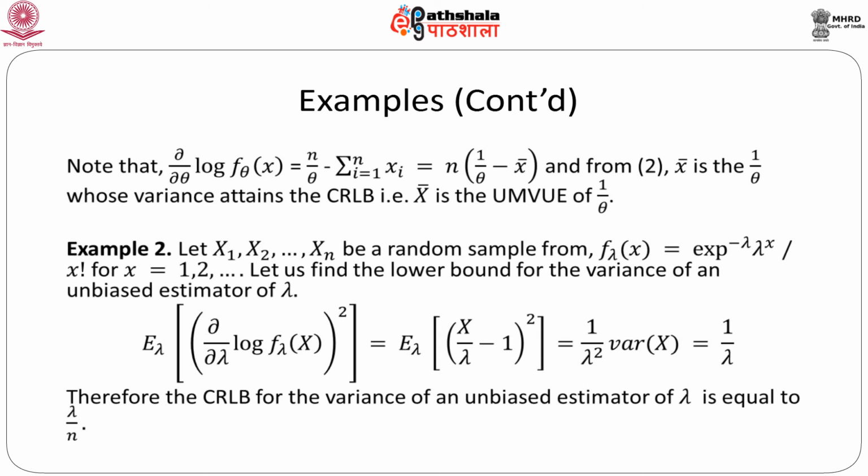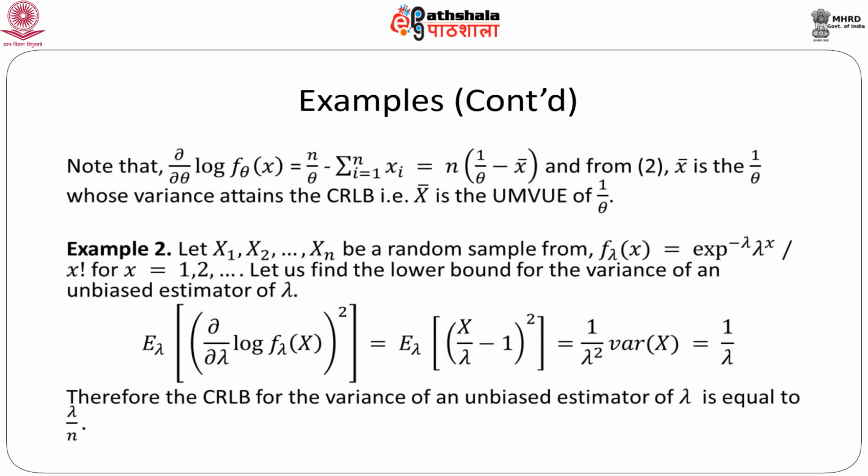We consider another example. Example 2. Let X1, X2, up to Xn be a random sample from a Poisson population with PMF f(x) = e^{−λ} λ^x / x!, where x = 0, 1, 2, up to infinity, λ > 0.